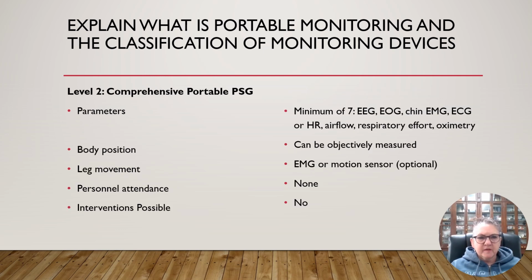Now I'm going to explain the different levels for comprehensive portable PSG, and this is a level 2. According to the parameters, you should have a minimum of 7: EEG, EOG, eye movement, chin movement, EKG or heart rate, airflow, respiratory effort, and oximetry. Body position can be objectively measured. Leg movement or motion sensor, EMG, is optional. Personal attendance, none is required, and interventions possible, no, they're not available.